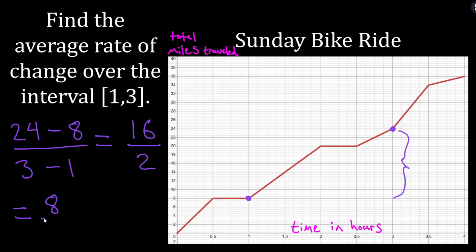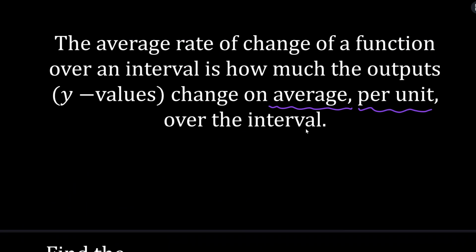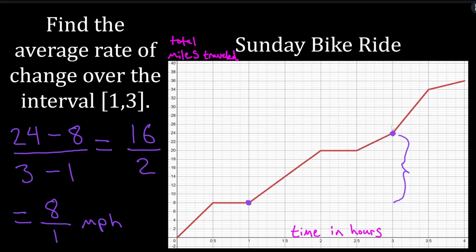And we could even think of it as 8 over 1. Sometimes that's helpful, miles per hour, because the 8 over 1 helps us think of this as a ratio. 8 miles for every 1 hour. And we got that by simplifying. 16 miles across 2 hours is an average of 8 miles per 1 hour, right? And we can see that. Hopefully that makes sense in this context. And that's what this per unit piece means here.